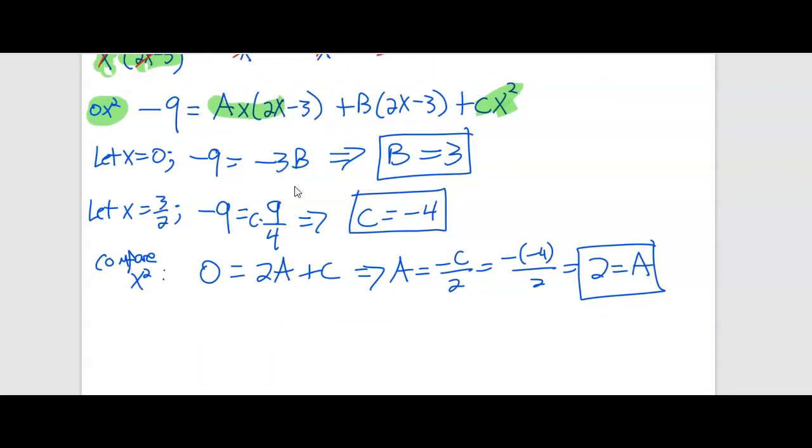You could also do what I refer to as a dumb value, just some other value, plugging it in. We get negative 9 equals, with x equal to 1, 2a minus 3a plus, here, 2b minus 3b plus, here, c. Plugging in the b and the c that we know, you could find a, and it would still be 2. It's dumb because it doesn't really simplify much. Comparing coefficients gives a really nice simple equation.